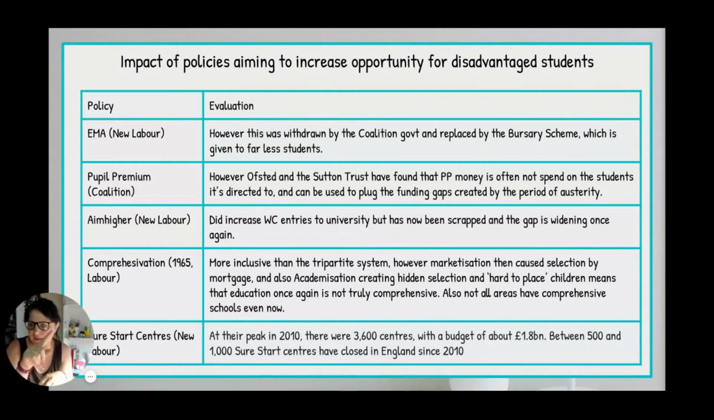Comprehensivisation, I hope you spotted the typo in there. I hope you spelled comprehensivisation right, because there is an N missing in the middle there.